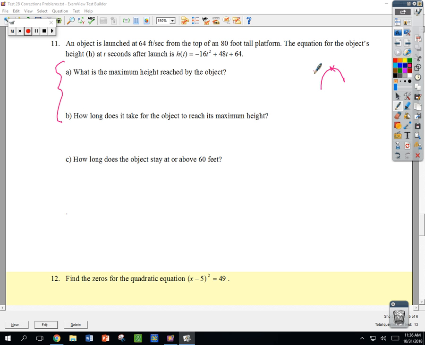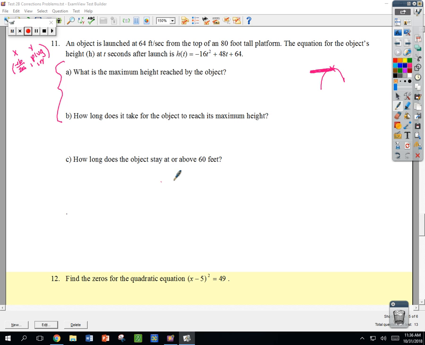It wants to know in A the actual height, so that's going to ask for the y value of the vertex, and in B how long it took to get here. So let's start with the maximum height. So I'm going to go through and try to find my vertex. And remember, to find the vertex, to find the x value, you do opposite b over 2a. And to find the y value, you plug in.